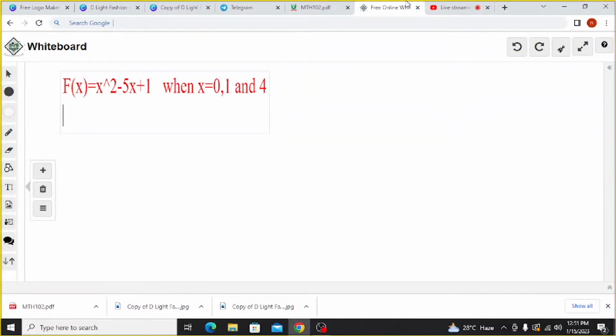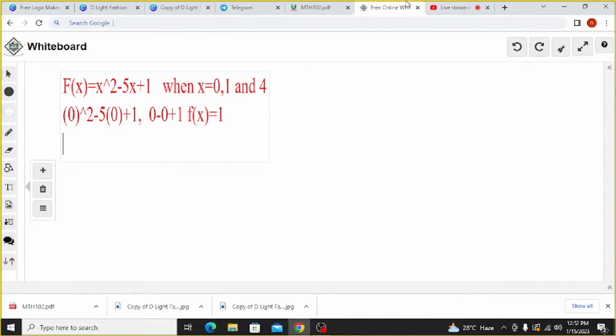Now, when x equals 0, our value for the function now equals 0 minus 5 times 0 plus 1. So this one equals 0 minus 0, because 0 squared is 0, and 5 multiplied by 0 also equals 0, plus 1. So our function here equals 1 for the first one.